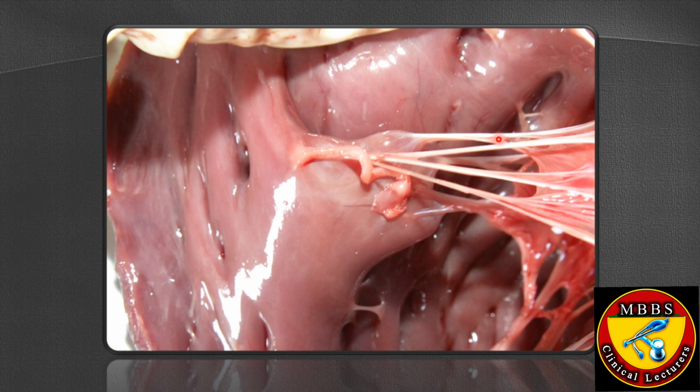These tendinous cords are attached to these leaflets. These are the leaflets, these are the cords, right? This is one, this is the second. This is the left ventricle. This is the inflow rough part. Here will be the outflow smooth part.